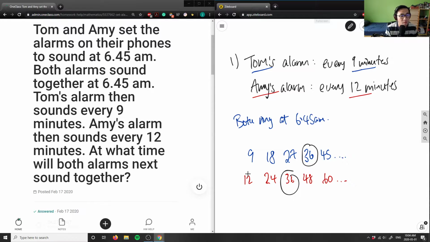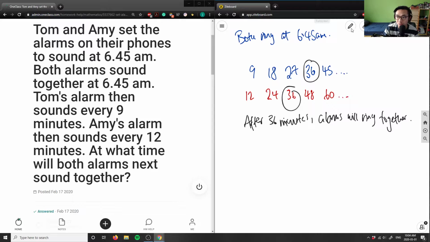36 is the lowest common multiple of 9 and 12, right? So that means after 36 minutes, the alarms will ring together. We know it's after 36 minutes, but what does that mean in time? Remember, the starting time was 6:45, so I'm going to have to add 36 minutes to it.